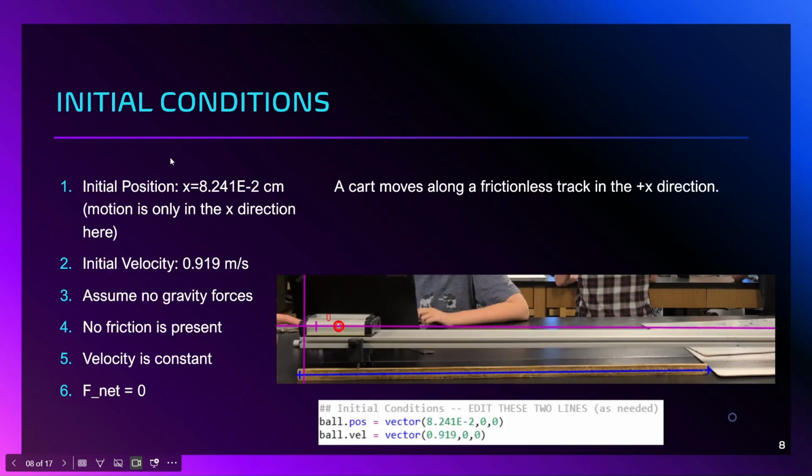And then for our initial conditions, we're going to have 8.241 times 10 to the negative 2. That should say meters, I believe. But basically we're starting at 0, and we're going to have an initial velocity of 0.919 meters per second. We found that by using Tracker. And once again, there's going to be no friction because it's a frictionless track, no gravity, and the velocity is going to stay constant. F-net's going to be 0. And here's the meter stick for the calibration.